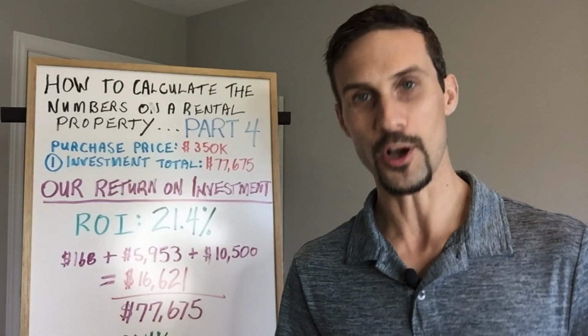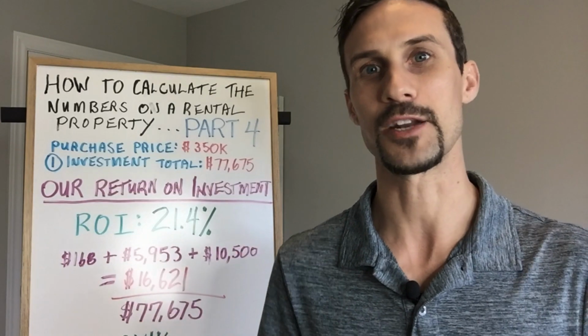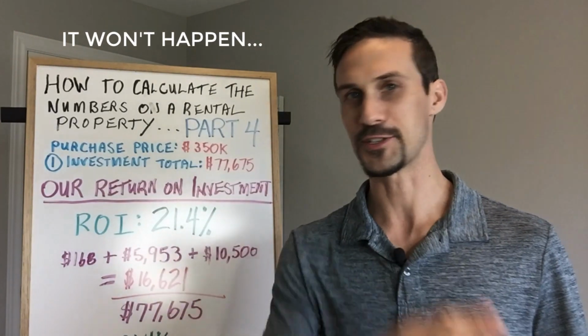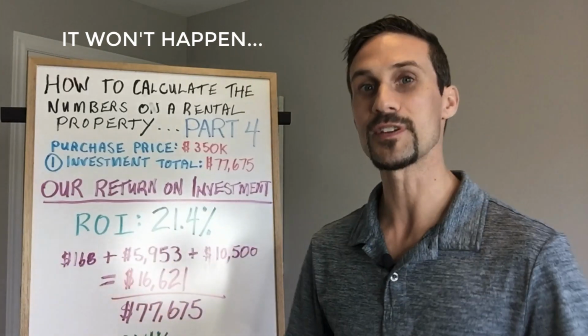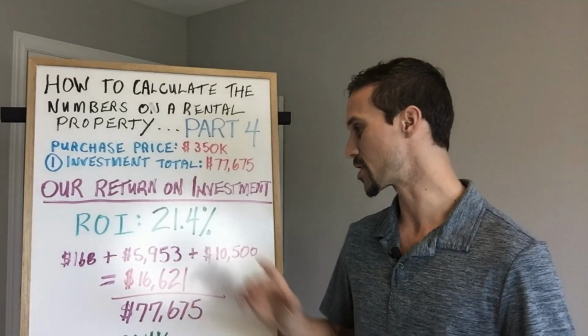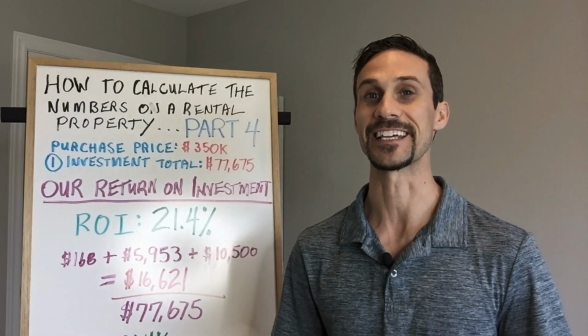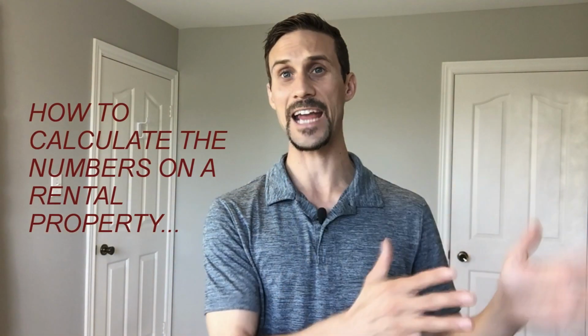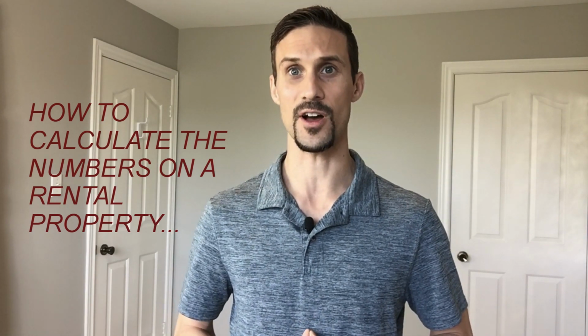Now, I dare you to go into your bank and ask them if you could get a return on your mutual fund for 21.4%. I'm just joking. But this is what our return on investment would be. It'd be 21.4% for year number 1, and it just keeps getting better. I trust that this video series was beneficial to you on how to calculate numbers on a rental property. We went through from A to Z on how to calculate the numbers on a rental property.